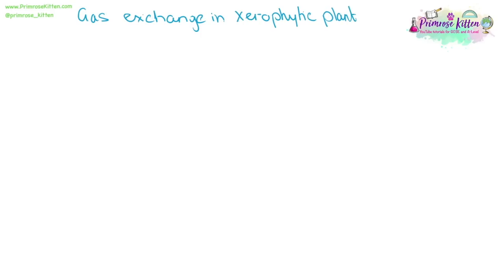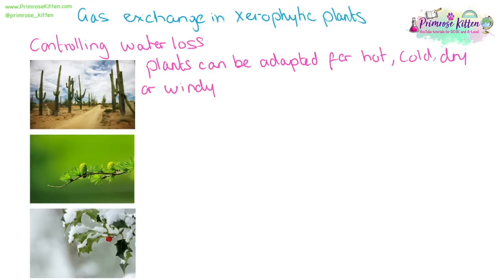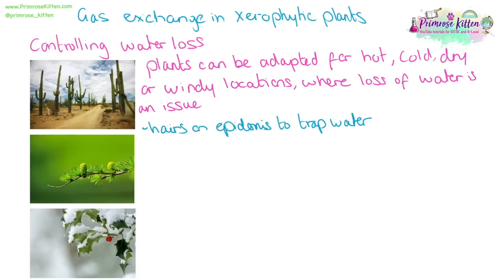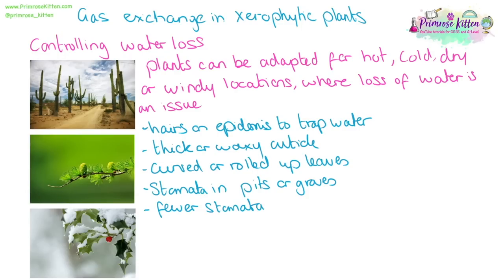Gas exchange in xerophytic plants is slightly different. These need to control water loss. Plants can be adapted for hot environments, cold or dry environments, or very windy environments. In all of these, loss of water is an issue. They could have hairs on the epidermis to trap water, a thick or waxy cuticle, curved or rolled up leaves. The stomata could be in pits or grooves, or there could be fewer stomata. They could also have a reduced surface area to volume ratio.